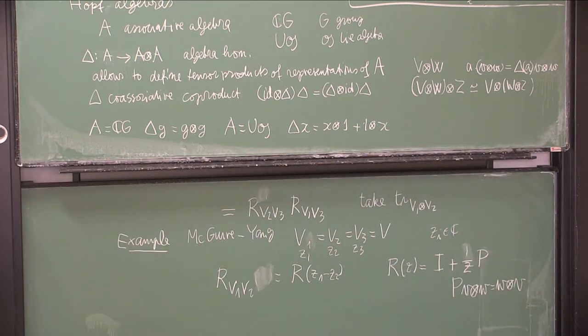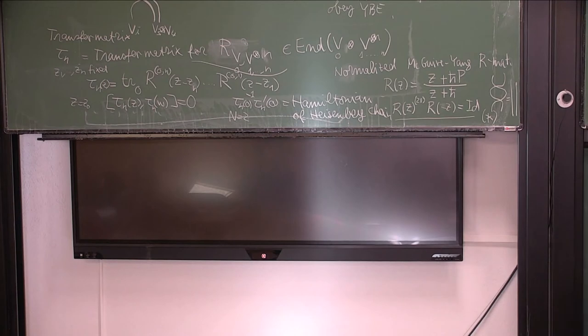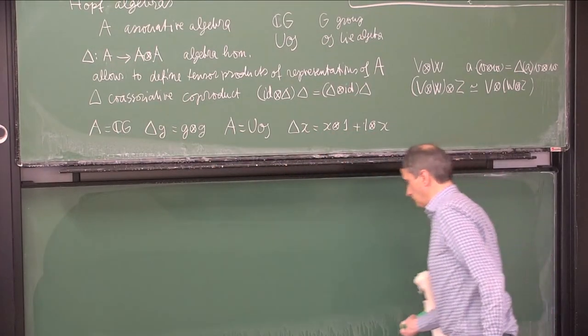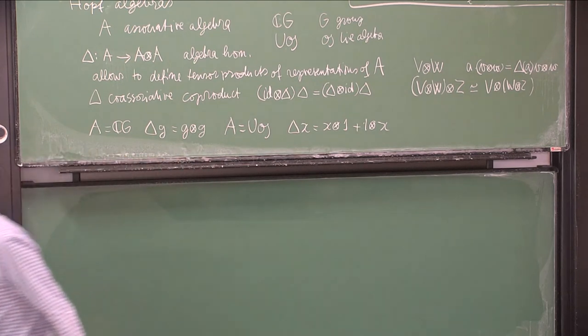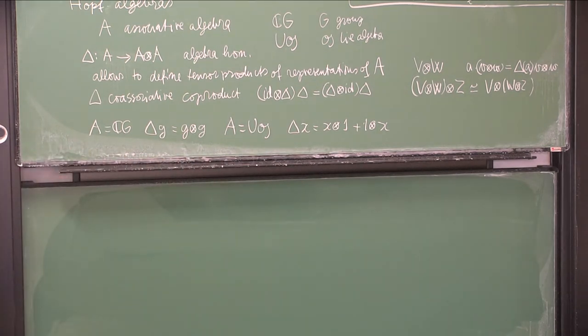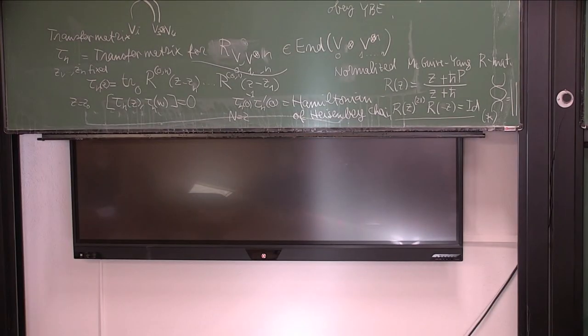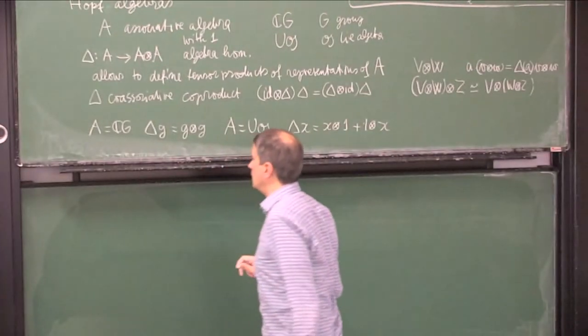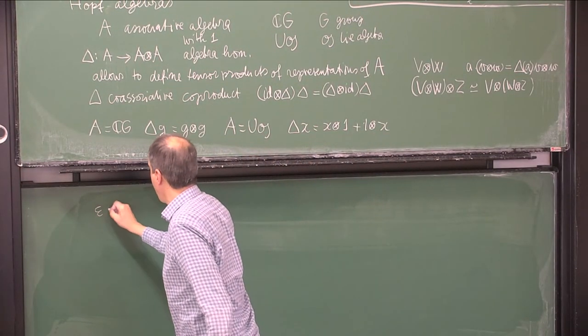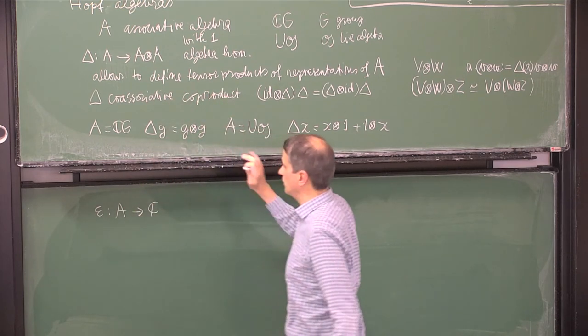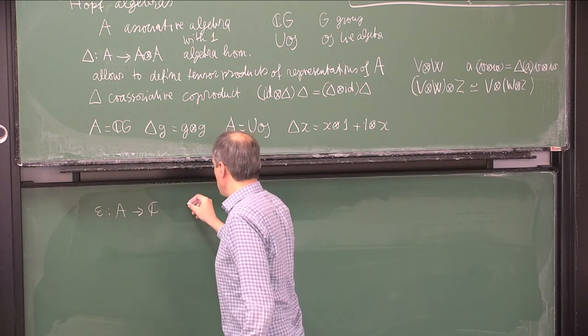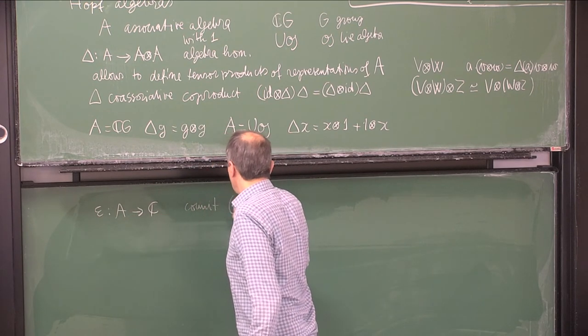Then you have a couple of other gadgets in this example. You have a trivial representation, and you have dual representations. Those are the units, maybe I should write it, so it has a unit. You work over C, but you can do it more generally. So this is a co-unit. So this defines a representation.